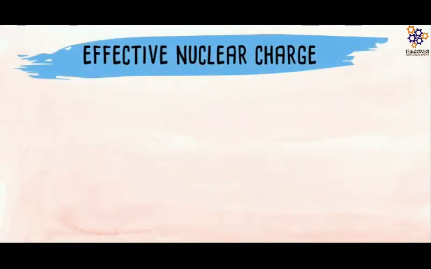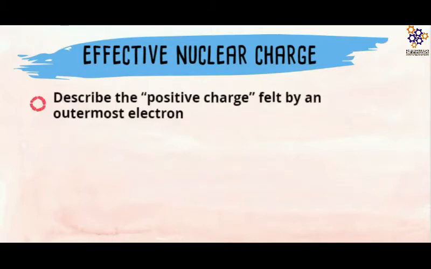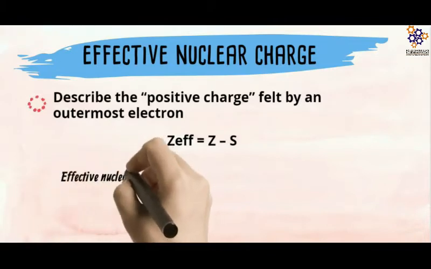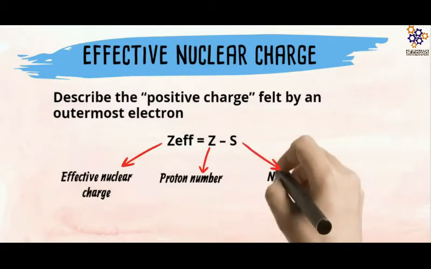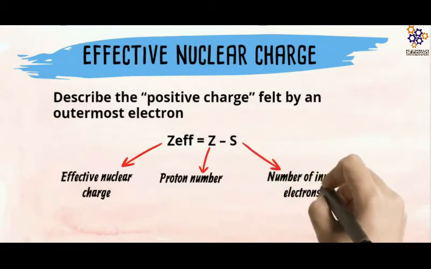Effective nuclear charge. It describes the positive charge felt by an outermost electron. The formula for effective nuclear charge is Zeff equals Z minus S, where Zeff represents effective nuclear charge, Z represents the proton number, and S represents the number of inner electrons.